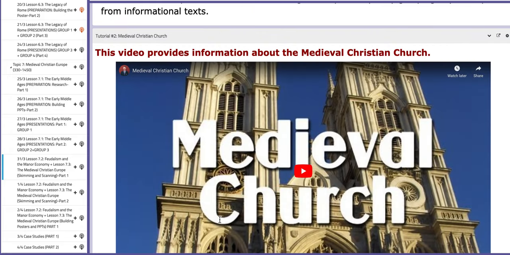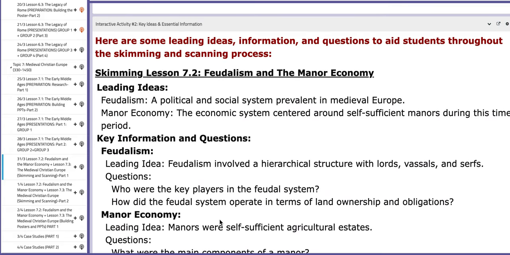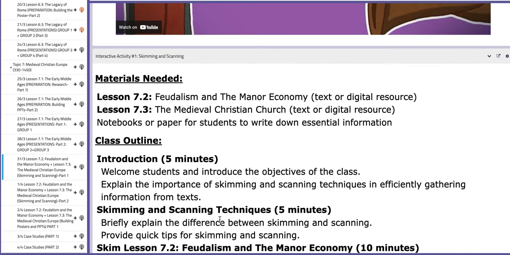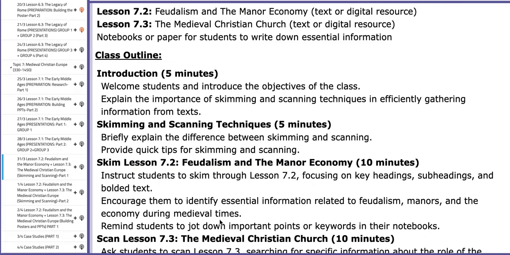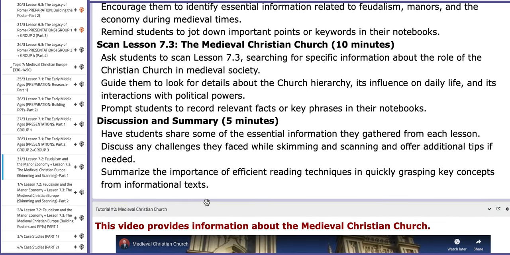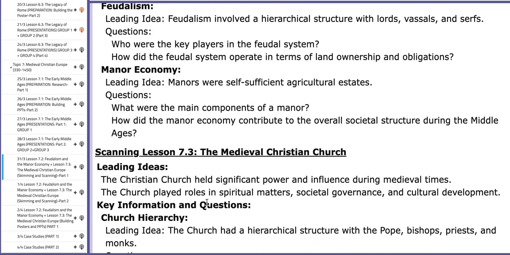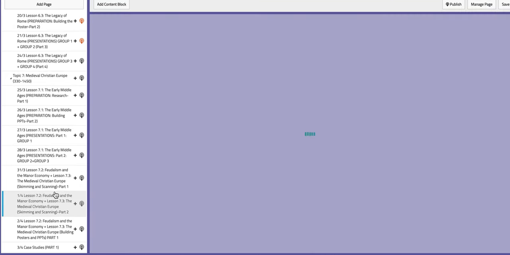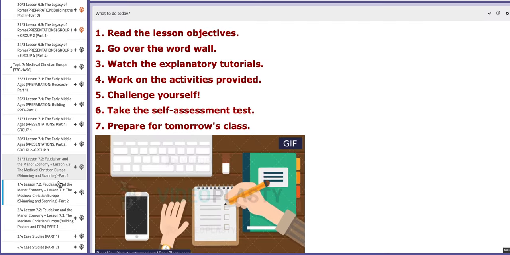On this page, on the BC page, you're going to find some key ideas and essential information, and skimming and scanning techniques, I would say. Information about the lessons, how to monitor them, how to manage the skimming and scanning process, in addition to some key ideas and questions that will aid you throughout the process for both parts.